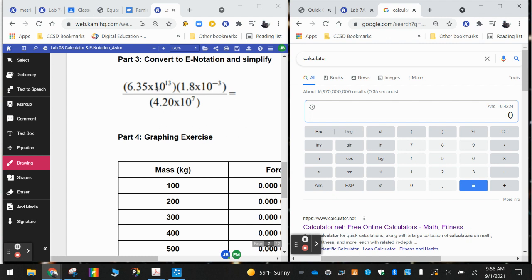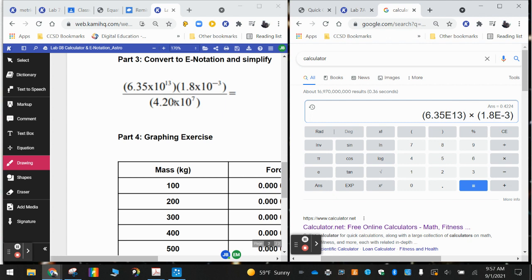Let's take a look at the numerator part first. So I'm going to do parenthesis. There's a parenthesis right here, and it looks like 6.35 EXP 13, right? Close parenthesis. Now we're going to do a multiplication. Hit times. Here's a parenthesis. This looks like 1.8, right? EXP looks like minus 3, close parenthesis. So we did the top part.